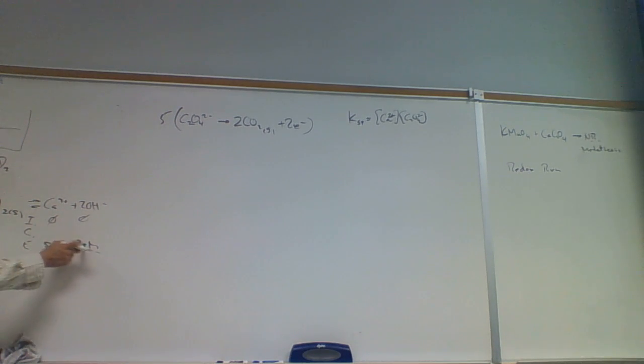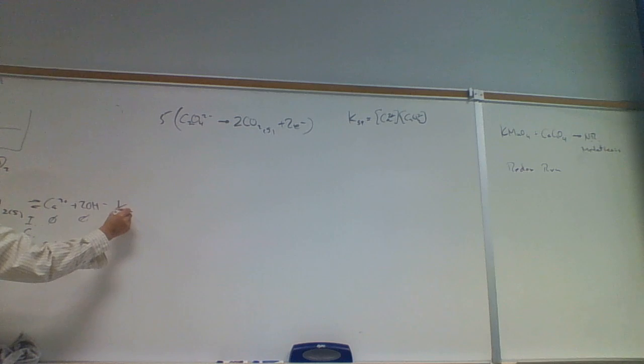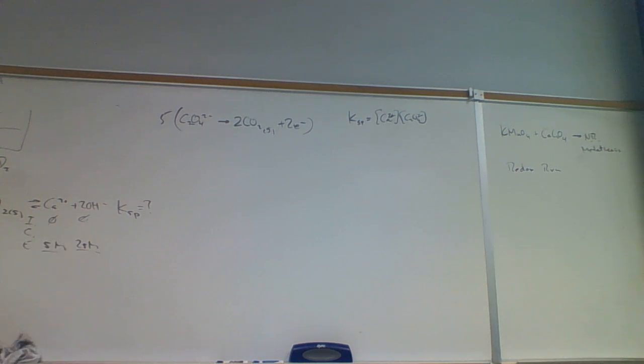Now, how do we measure this? We could calculate it if we had the KSP, but in this case the KSP is unknown. And so how do we measure it? There are different ways. We have to take advantage of the chemical properties of these things. So if we have hydroxide there, then we can just do a straight titration.